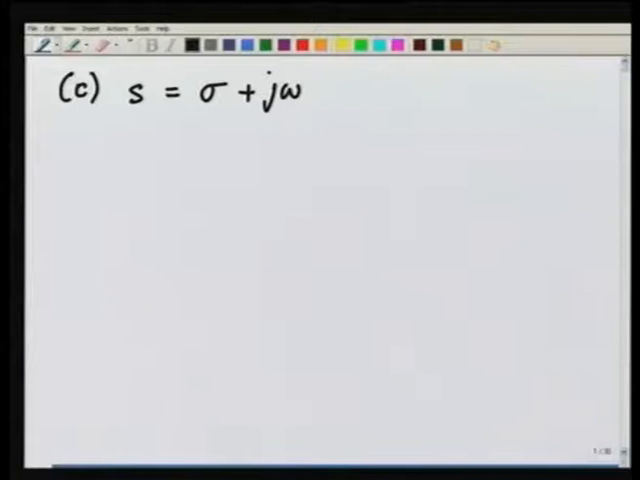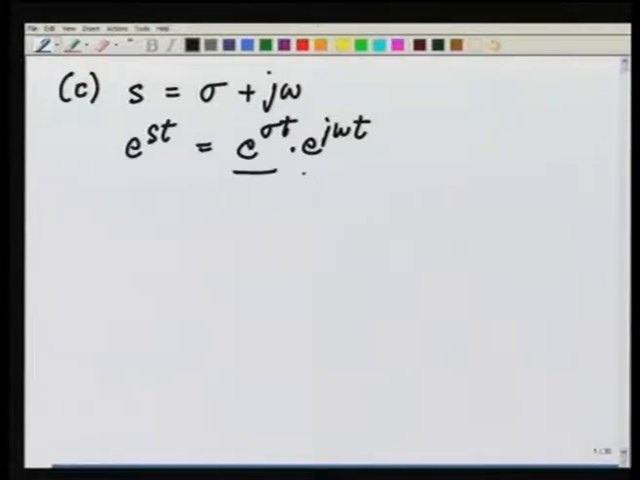Now, e to the s t may be written as e to the sigma t times e to the j omega t. This kind of separation of the exponential into the product of a real component and an imaginary exponent helps us in formulating the shape of the graph for different values of sigma and omega.